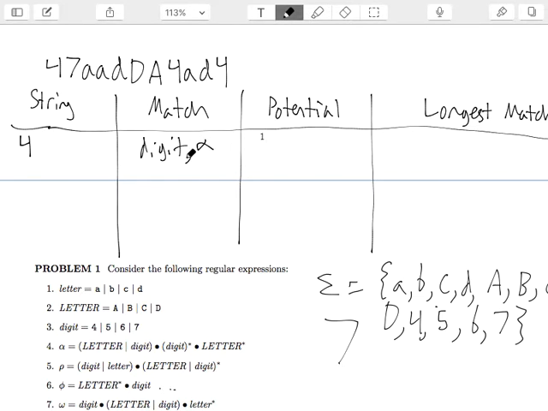Right? This is why it becomes important to go through these. Does rho match? Yes. Does omega match? No. How do we know if it matches? It has to go all the way to the end of the regular expression, right? Exactly. So it has the potential to match.